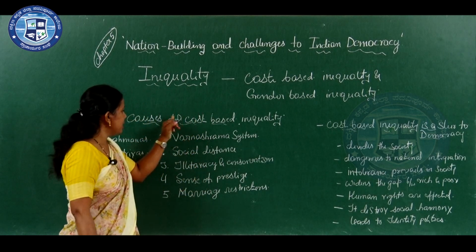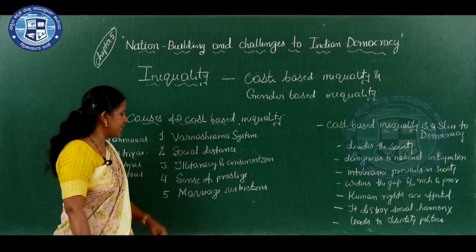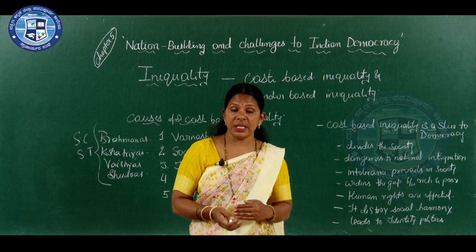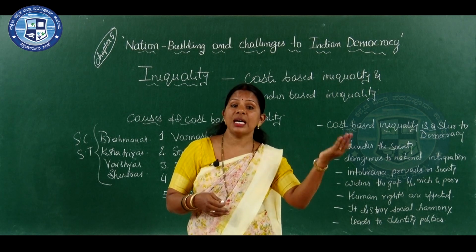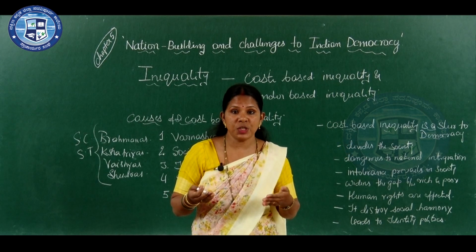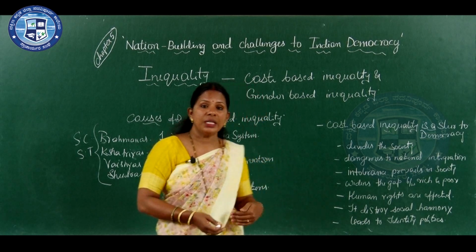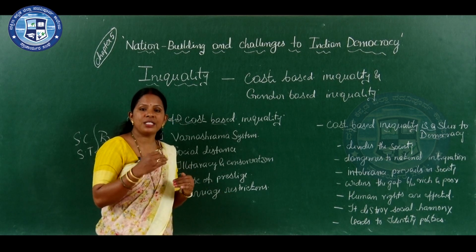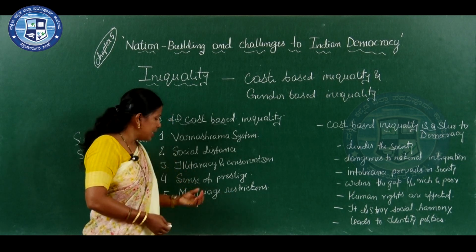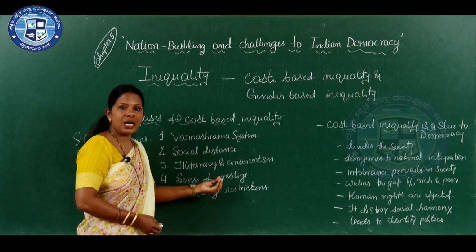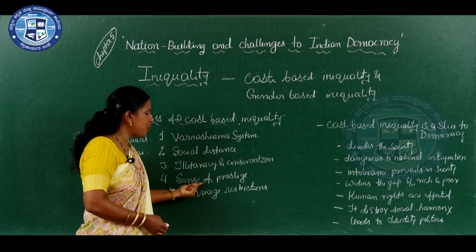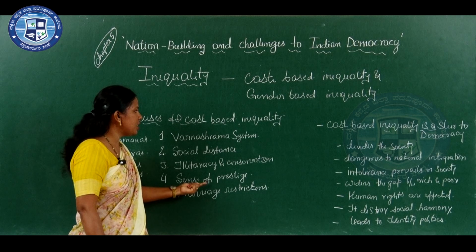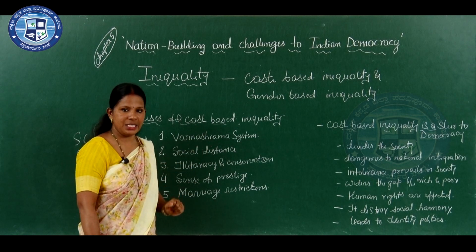Another cause for the caste based inequality is the sense of prestige. That means birth in an upper caste family gives a prestigious position to the people, and also birth in the lower caste is denied the status of the people. So, here birth in the upper caste and the lower caste also explains the prestige or the status of the people. That is why the sense of prestige is also one of the causes for caste discrimination.